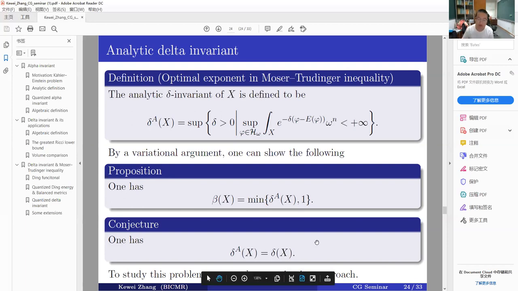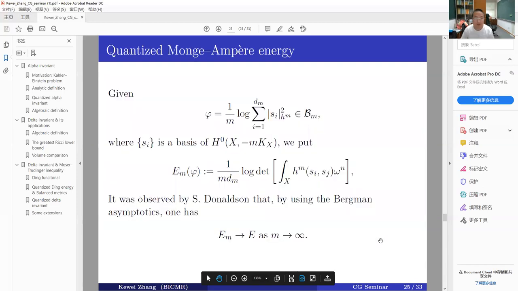So the approach I'm going to show next is the quantization approach. To set up this quantization approach, recall the Bergman space, where any Bergman potential is of this form. Then you can consider the following log determinant function, which was originally introduced by Donaldson in his study of the CSCK problem. This quantity is quite useful for us because, as shown by Donaldson, when m goes to infinity, this quantized quantity will converge to the Monge-Ampère energy. So this is like a quantized Monge-Ampère energy.